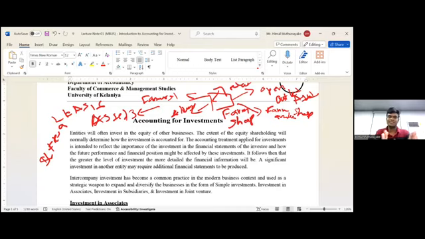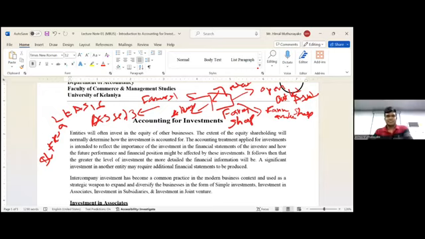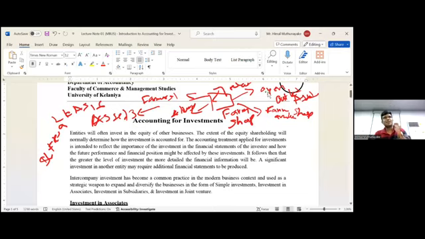So here what we are discussing is accounting for investment when we are acquiring some equity shares of another company, or basically when we are acquiring another company, right? Is it clear? Okay, fine. So that is the first thing you need to learn. Here we are looking at the accounting for the investment when we are buying some equity shares or when we are buying a company for our business purposes.